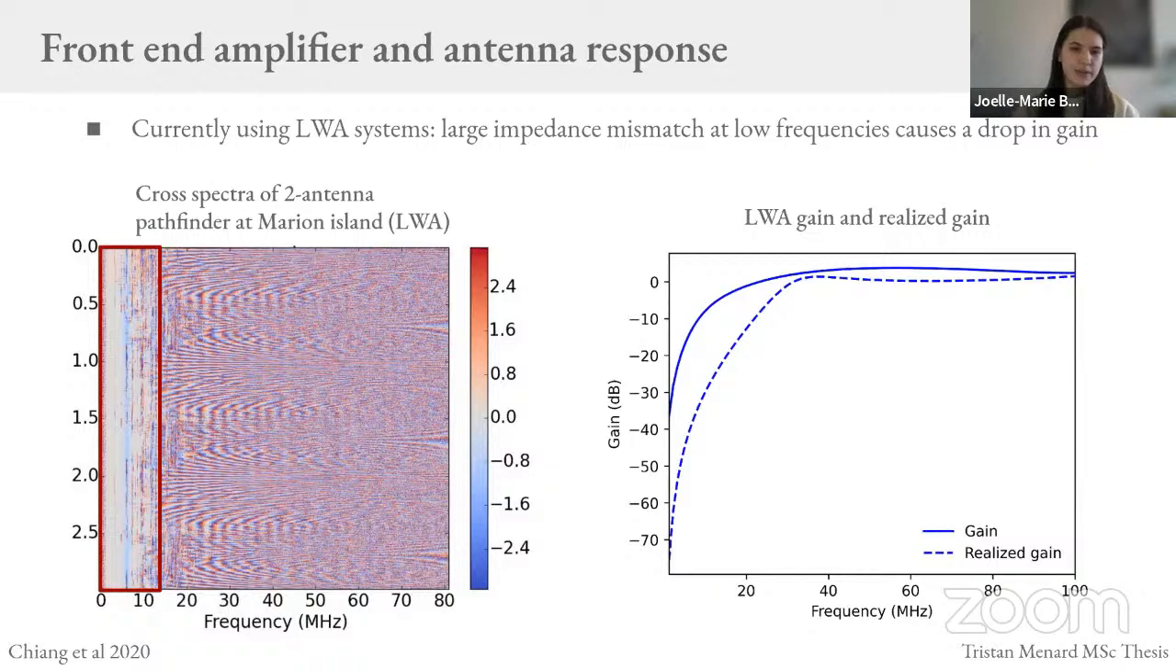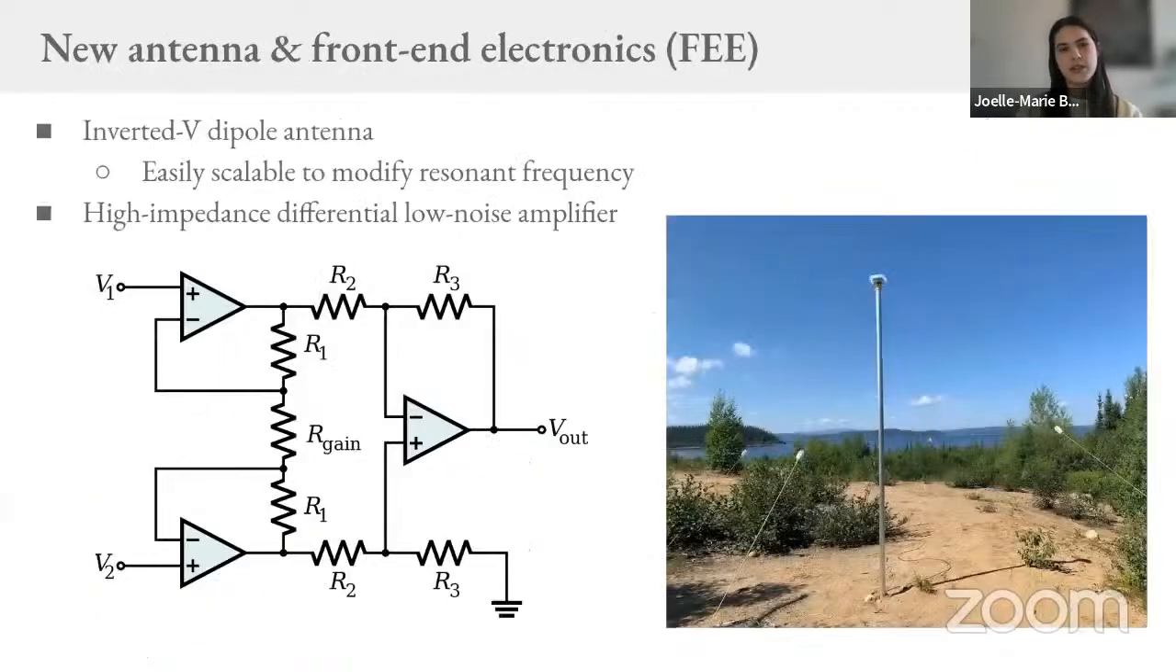And here on the right, what I'm showing is a plot from Tristan Menard's master's thesis, which shows in solid blue the gain of the LWA antenna and in dashed blue the realized gain. And we've attributed this same sharp drop-off in response at low frequencies that you see in the waterfall plot to a large impedance mismatch between the front end and the antenna at these low frequencies. And so what we've been doing is developing a new front end board and antenna.